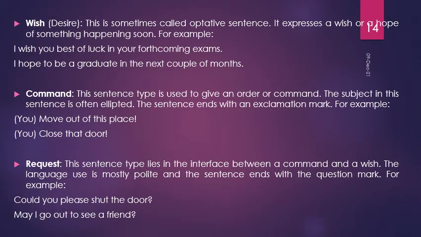Wish or desire is another type of sentence based on function. This is sometimes called an optative sentence. It expresses a wish or a hope of something happening soon. For example, I wish you best of luck in your forthcoming exams. I hope to be a graduate in the next couple of months.